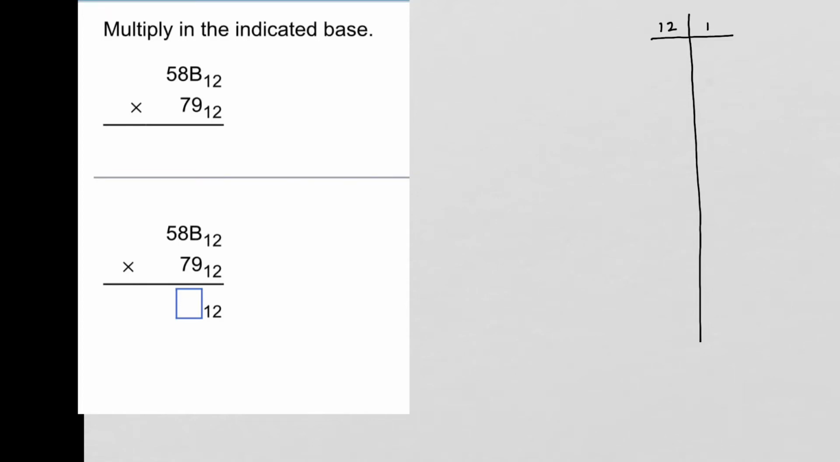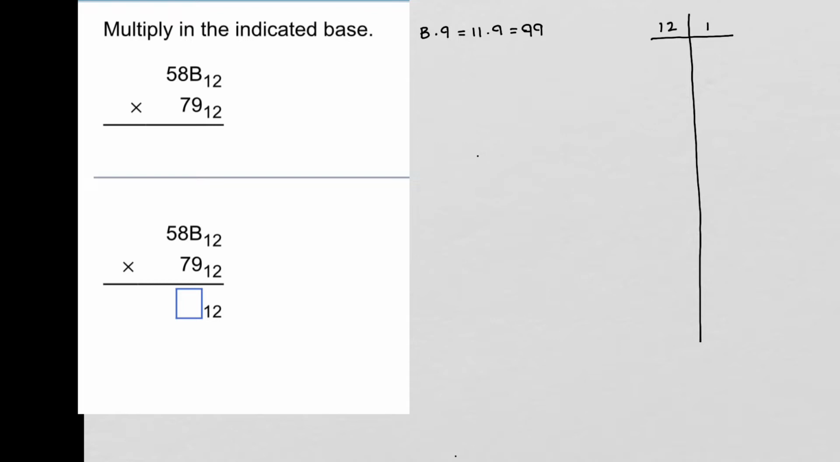In this problem, we need to multiply in base 12. So I'm going to start off with b times 9. And in base 12, b represents the number 11. So when we multiply 11 times 9, we get 99. But this is a base 10 number, and we need to convert this to base 12.